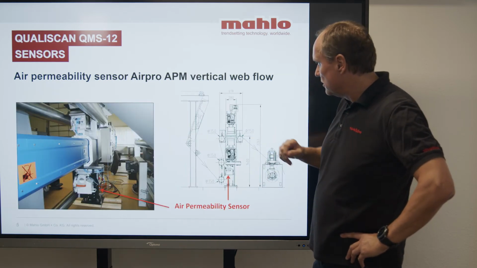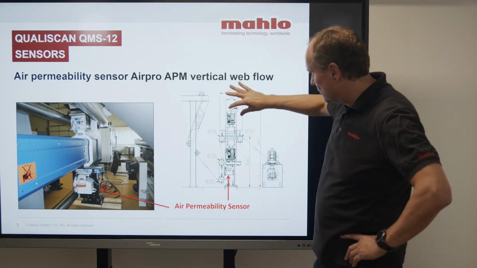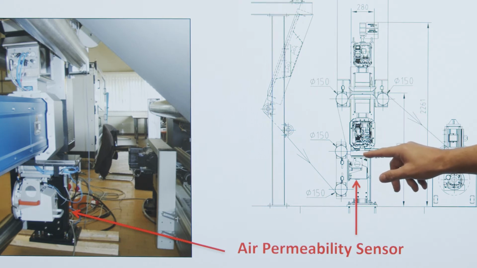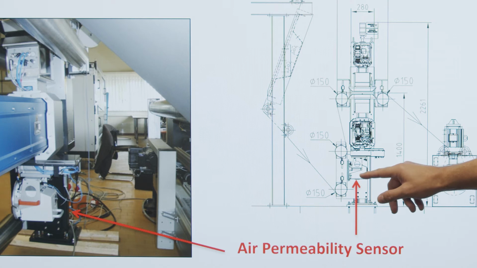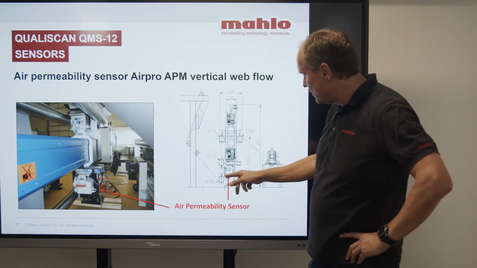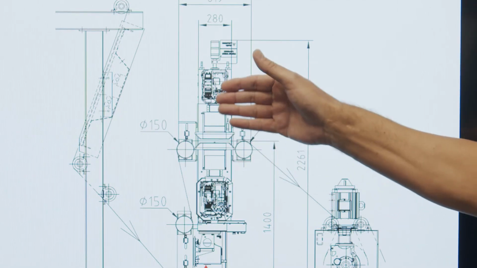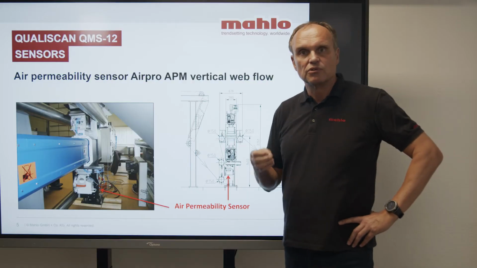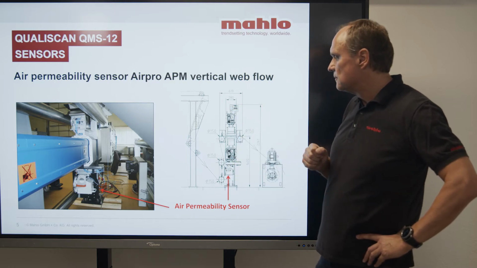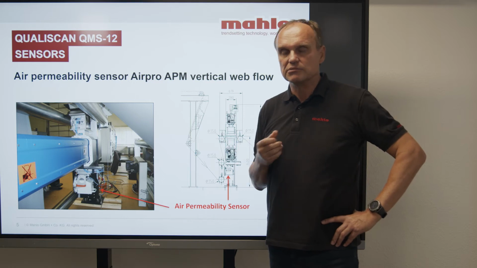A different way of installation can be like this. Here we have our O-frame scanner, and the air sensor is on the bottom of the scanner, detecting the web in the vertical web flow. And after that, the web is passing through the scanner and is detected for the basis weight, for instance. So these 2 possibilities of installation and a scanning system are provided.